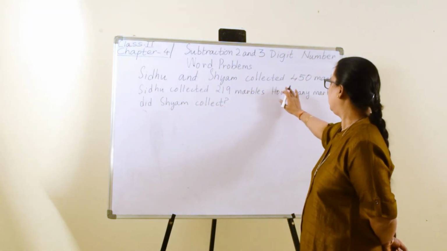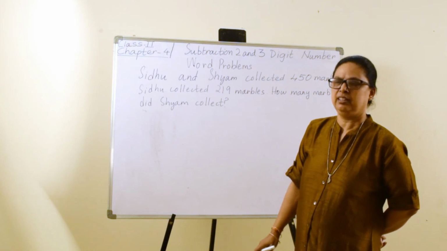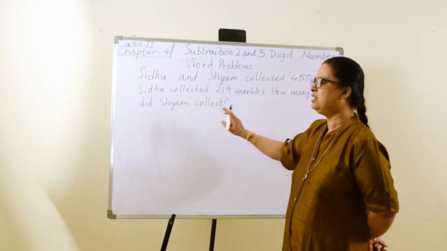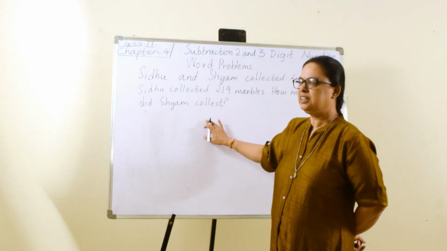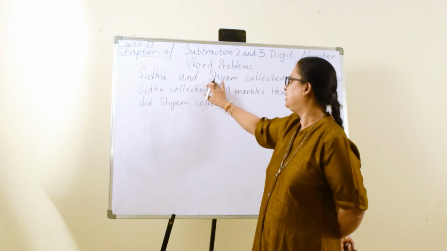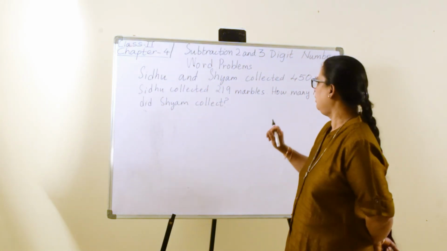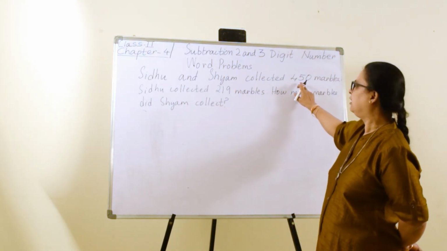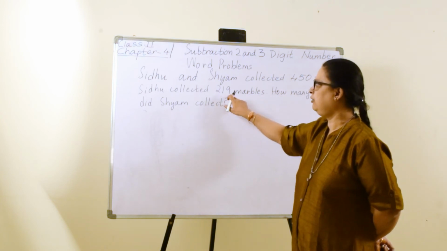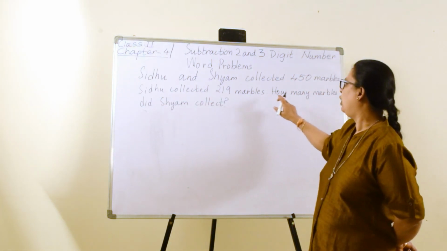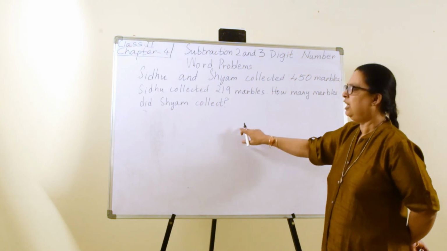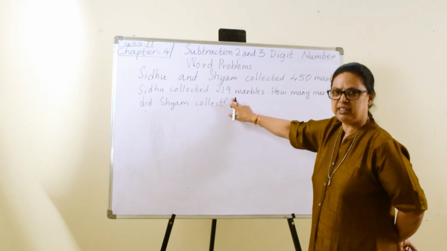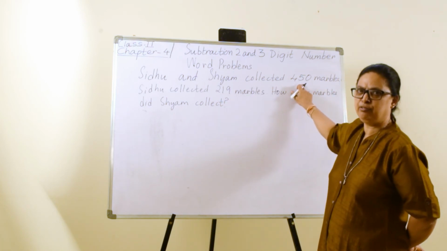Sidhu and Shyam collected 415 marbles. Sidhu collected 219 marbles. How many marbles did Shyam collect? Is it clear, children? Who collected? Sidhu and Shyam together. Both of them collected 450. Sidhu alone collected 219. That means out of 450, 219 were collected by Sidhu. Now, how many marbles did Shyam collect? How would we do this? We need to subtract the number of marbles collected by Sidhu from the total number of marbles.